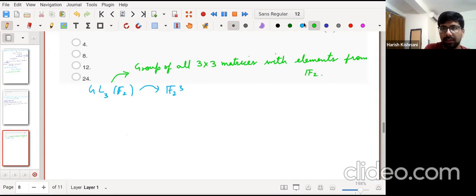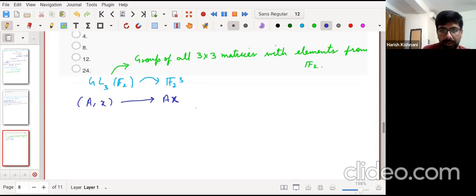So what is the natural action that we can get from here? An element A acting on X is just mapped to A times X. It's just matrix multiplication, because it's a 3 cross 3 matrix and you have a 3 cross 1 vector, so the matrix multiplication is well defined. So it's the natural map: just multiply the matrix with the vector.